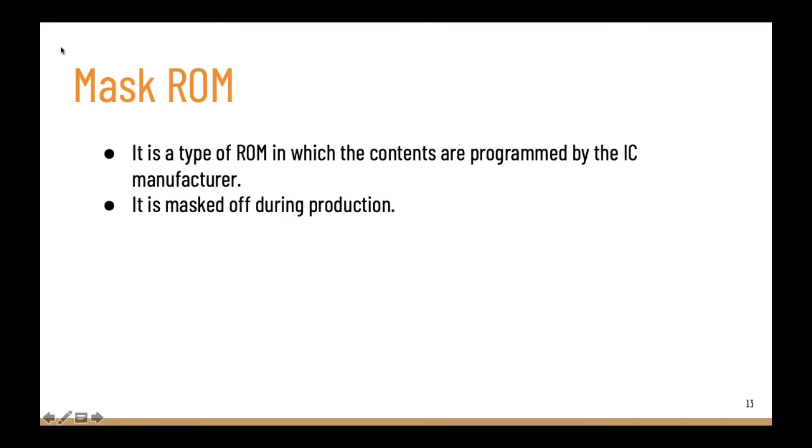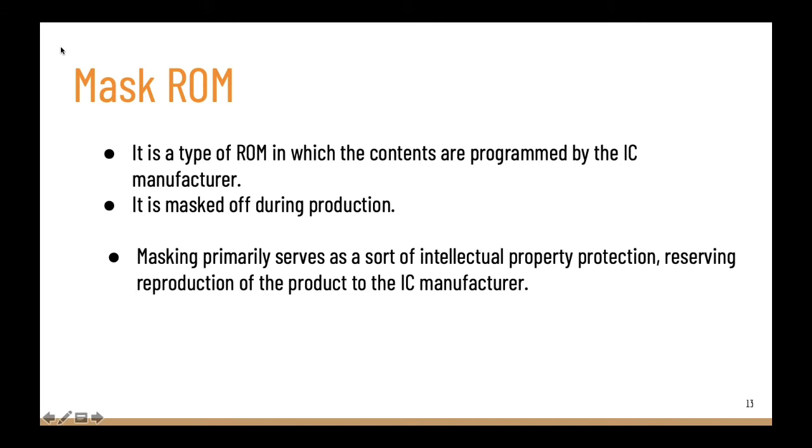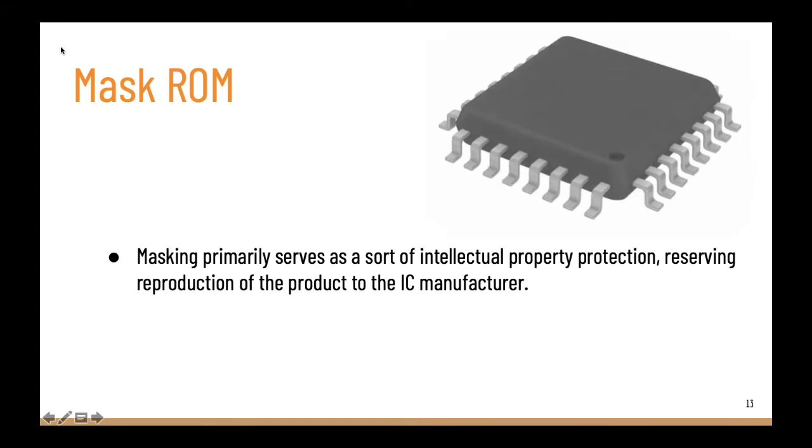This is done in order to protect the integrity and the privacy of the hardware manufacturer. Masking primarily serves as a sort of intellectual property protection so that other manufacturers cannot copy their code, reserving reproduction of the product to the IC manufacturer. Therefore, in case of mask ROM, the ROM is masked off during production. This is how a mask ROM looks.